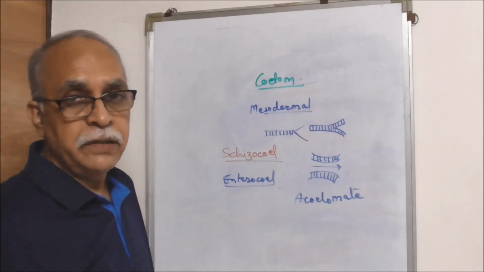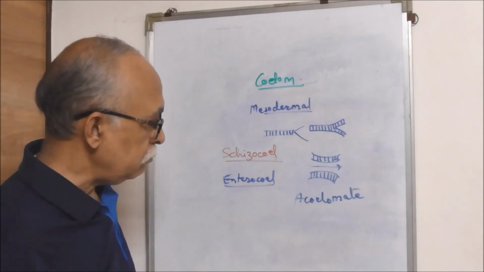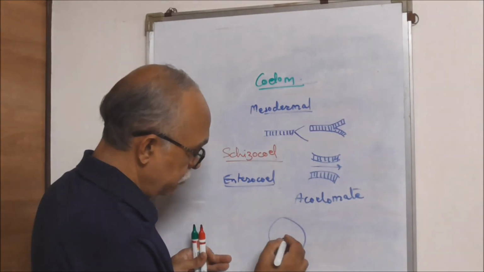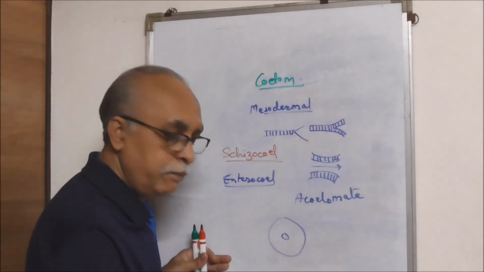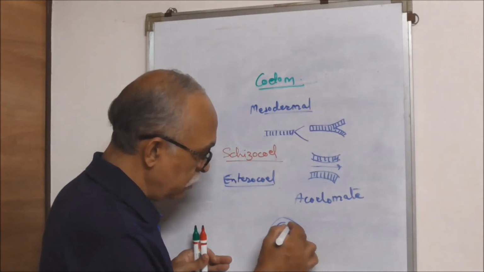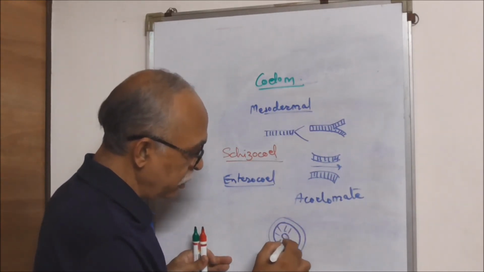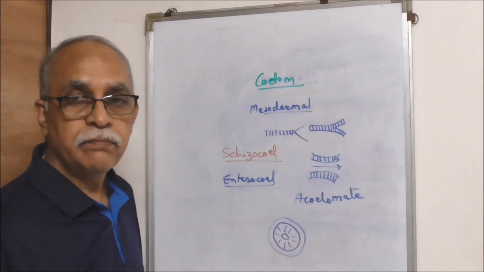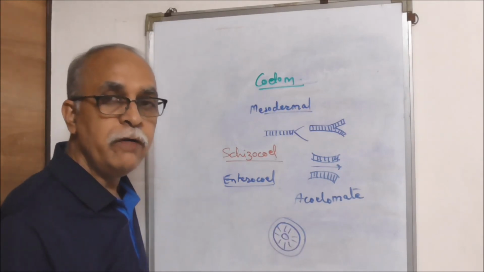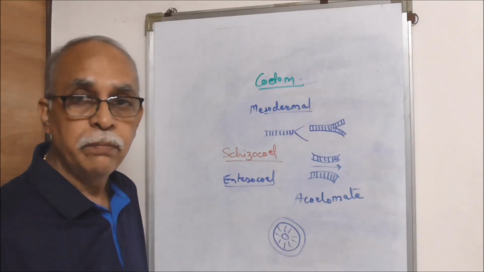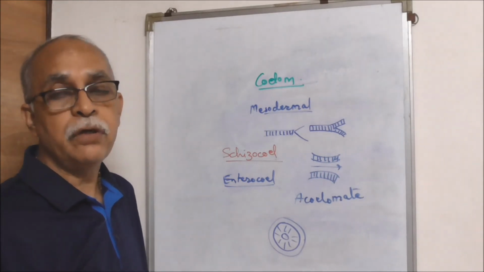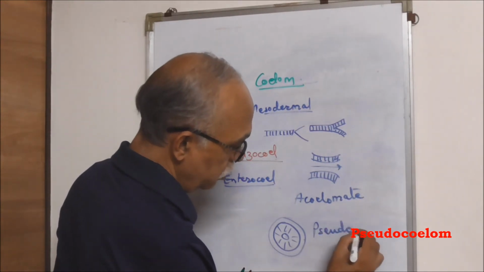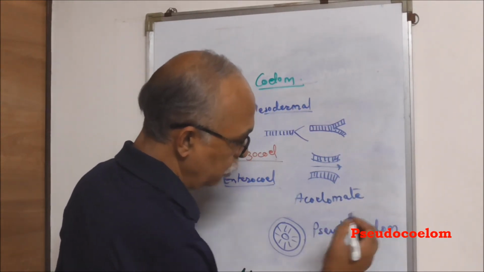Whereas in aschelminths, nemathelminths, roundworms, there is a cavity. Suppose if I have to represent, this is endoderm, this is ectoderm, this is mesoderm. There is a cavity here, but that cavity is not covered by mesoderm on all the sides. It is covered by mesoderm only on one side. The other side it's in contact with endoderm, and that too it is an incomplete body cavity. Then it is called as a pseudo coelom, false coelom.